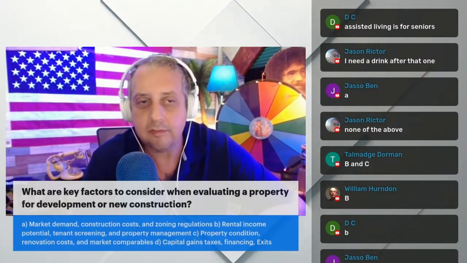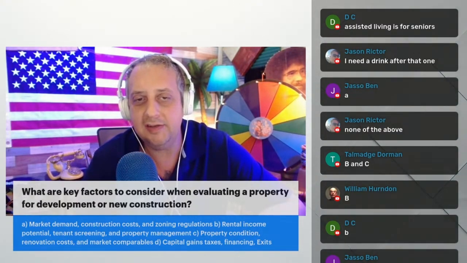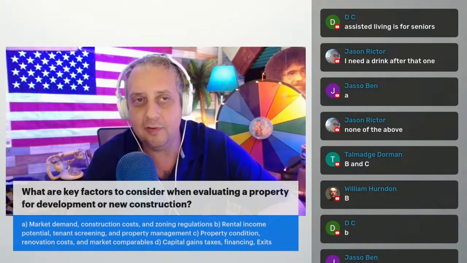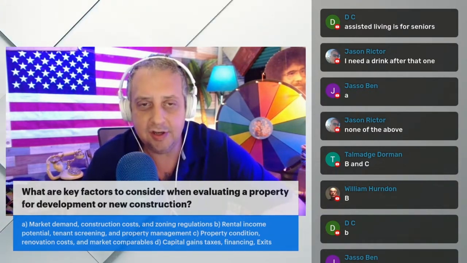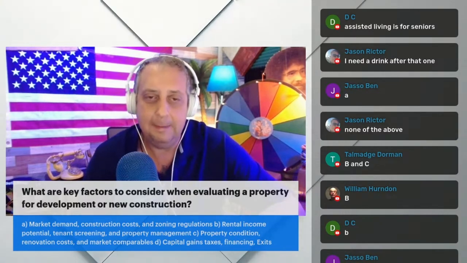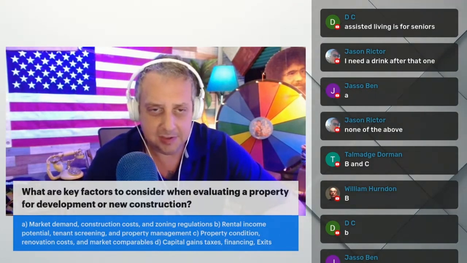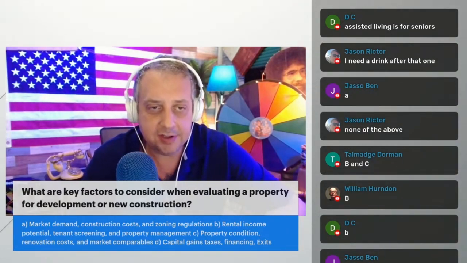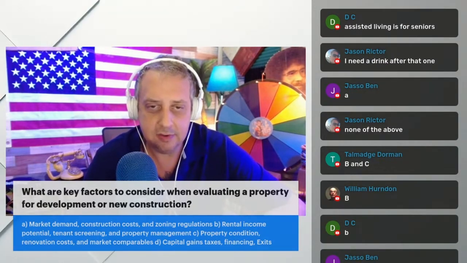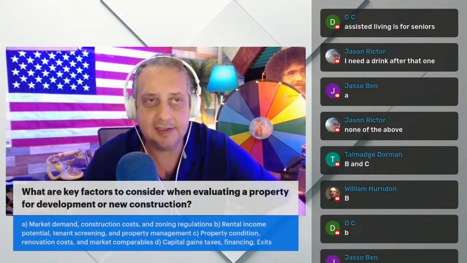Okay. Next question here. All right, let's spice it up a little bit. What are the key factors to consider when evaluating a property for development or new construction? A, market demand, construction costs, and zoning regulations. B, rental income potential, tenant screening, and property management. C, property condition, renovation costs, and market comparables. Or D, capital gains taxes, financing, and exits.